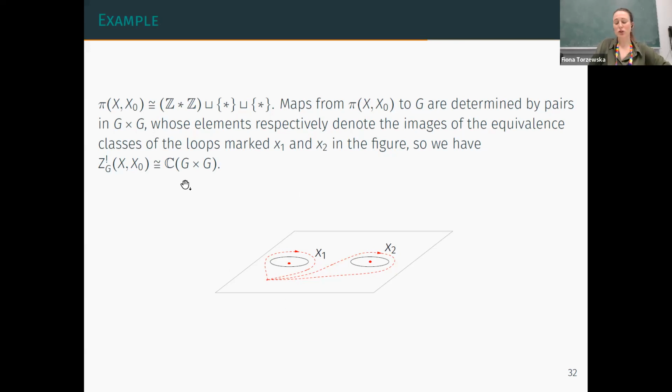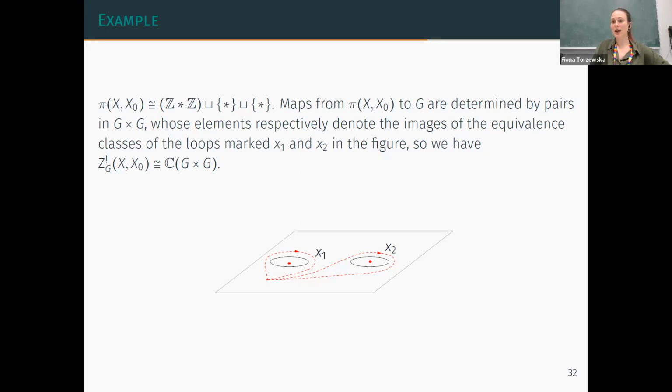And so a map is given just by a pair in G cross G, just by choosing 2 elements of the group that we map these x1 and x2 to. And then we take the C vector space. Okay, so that's what our initial mapping on these pairs of objects looks like.